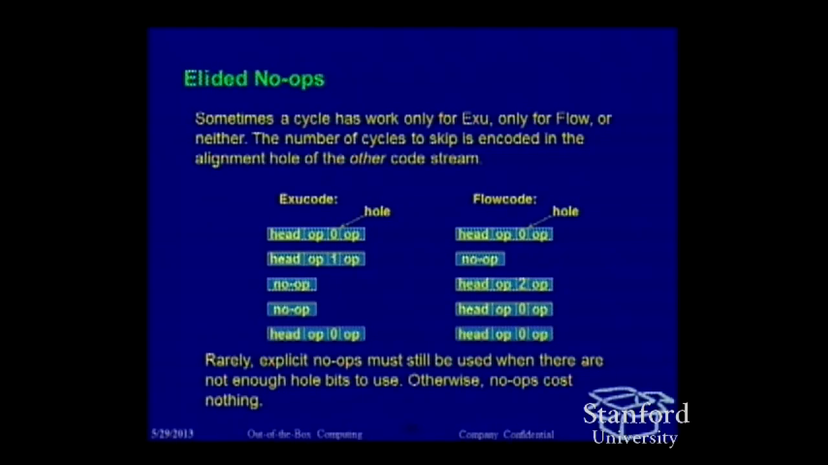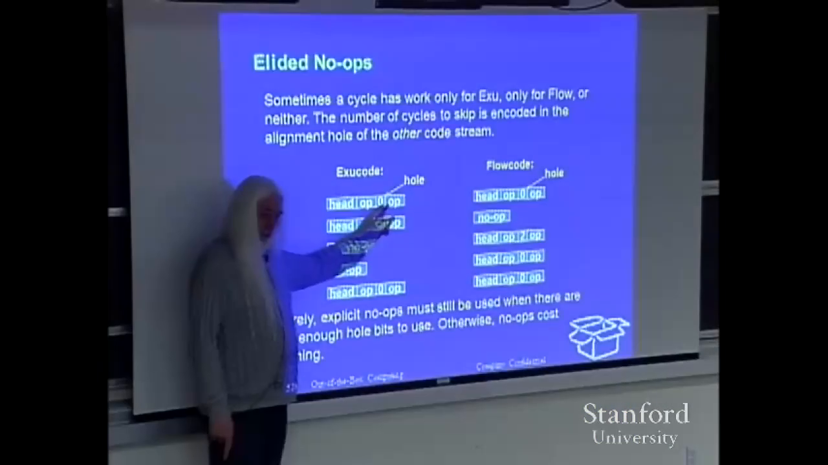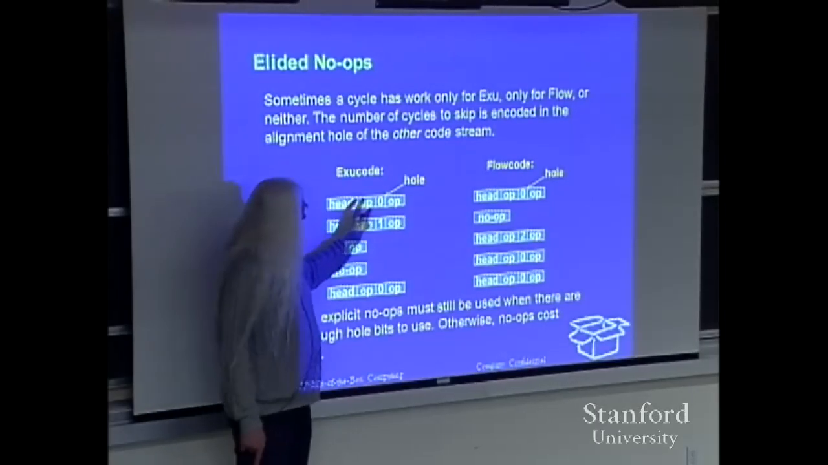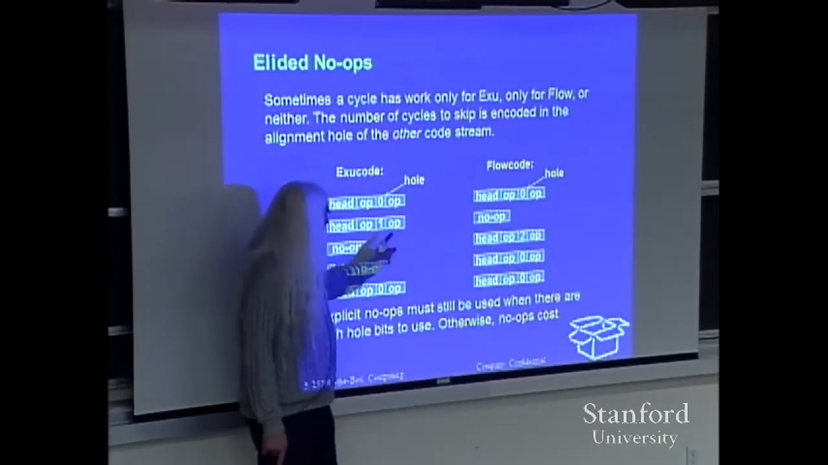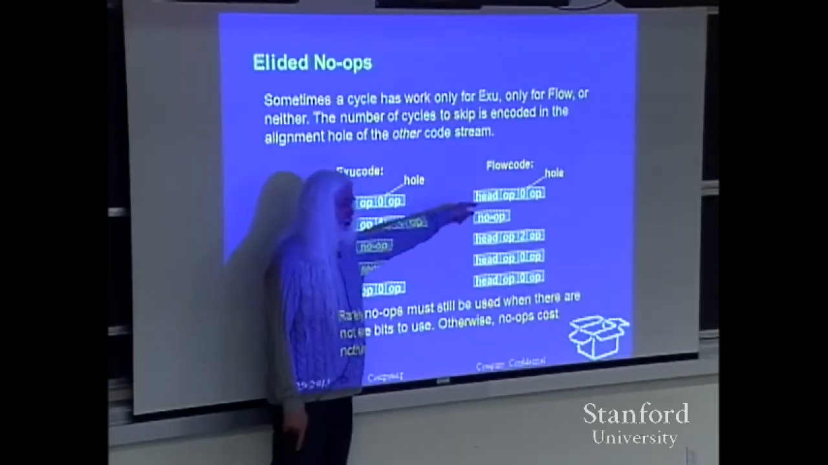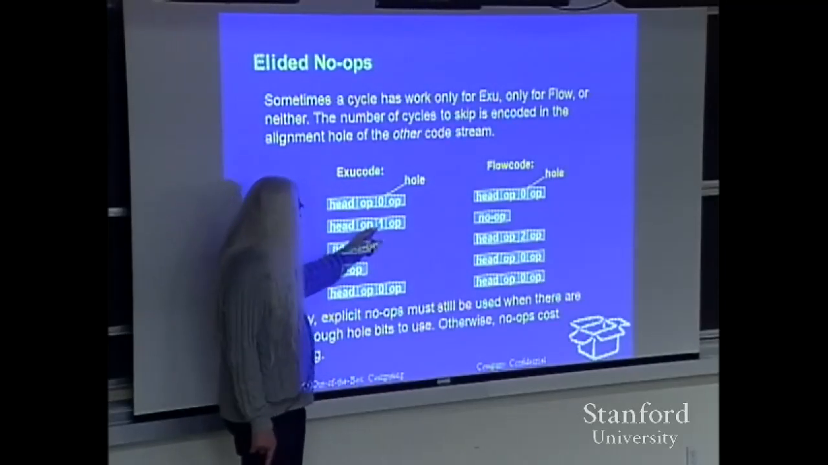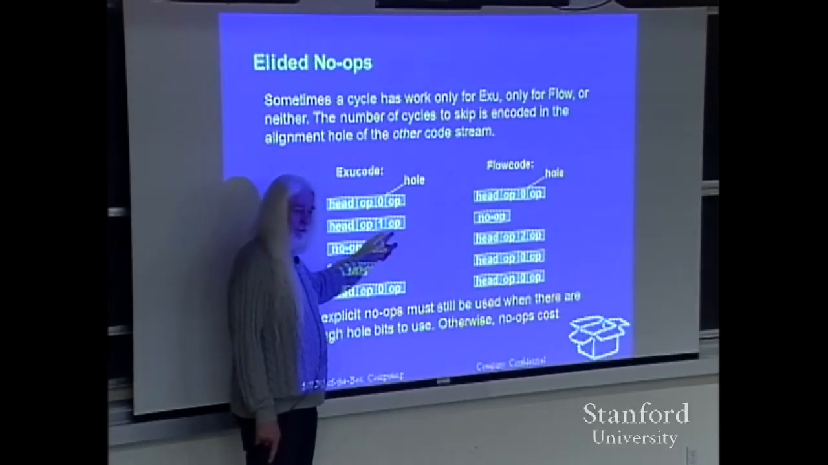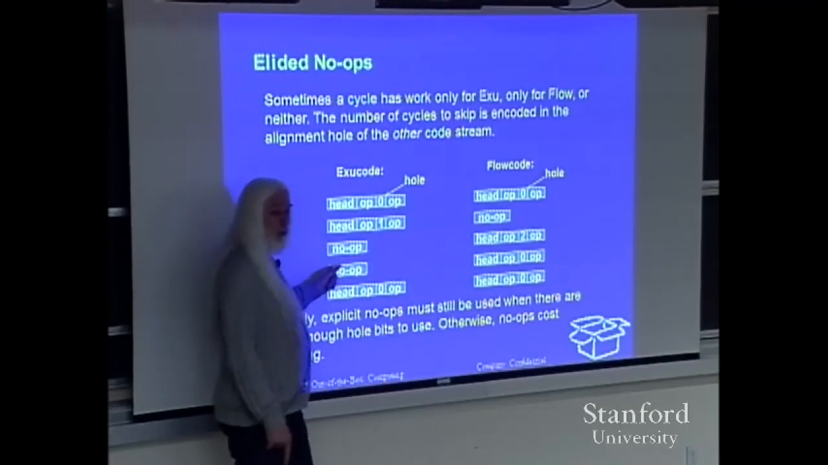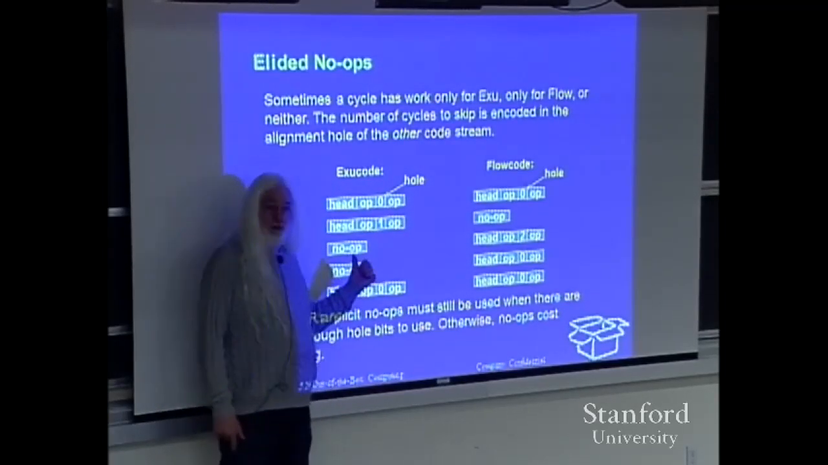So in our case, we encode what's called a lag count in the alignment hole. If that's 0, the alignment hole value refers to the other side. If that's 0, he issues immediately. If, on the other hand, that's 1, he lags for 1 cycle before issuing. Each one encodes the lag of the other side.